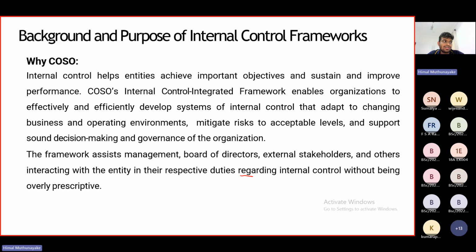So when you are doing your assignment, when you are referring to your annual report, you can see they are following this internal control framework called COSO when they are building up the internal control framework for their company, right? So these are the reasons why we need a framework like COSO to develop the internal control system for the company, right?